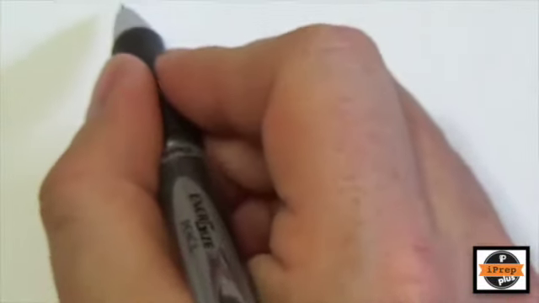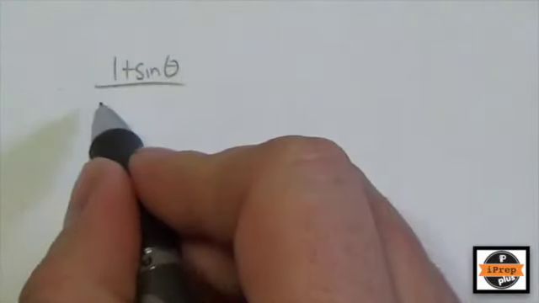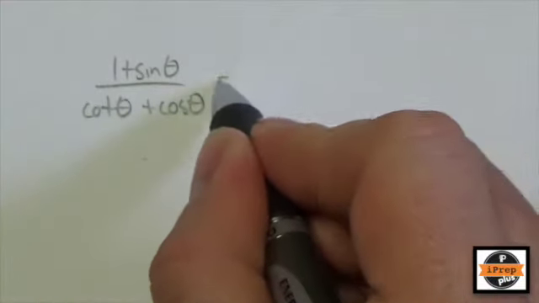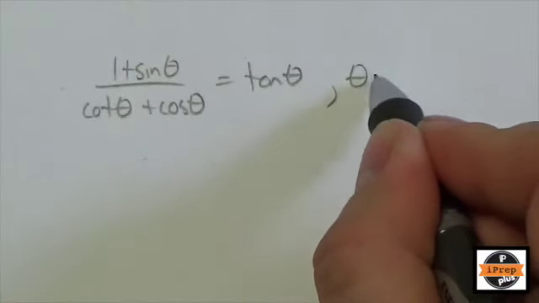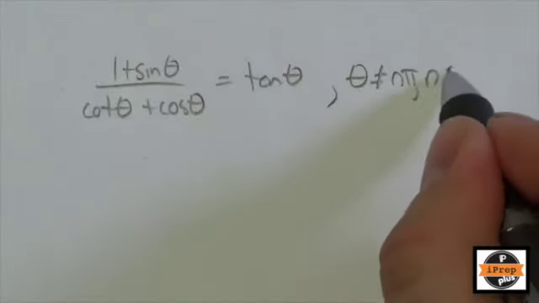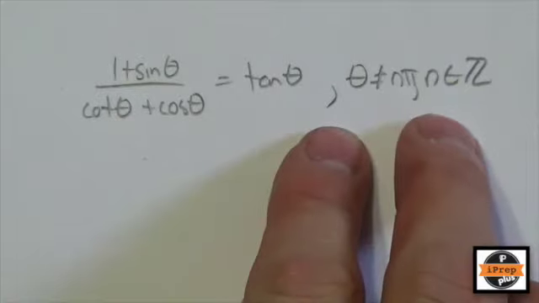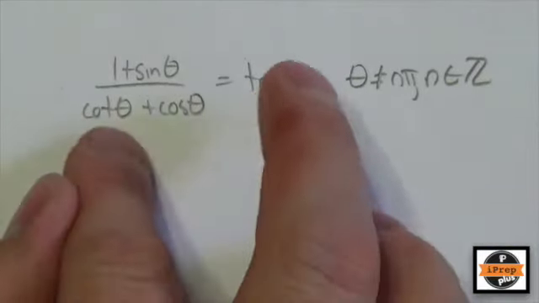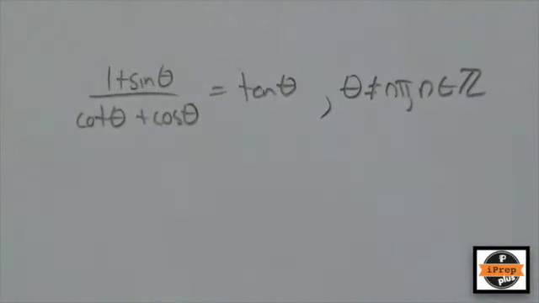To make this an identity, what I would have to do here is state, okay, what this should say is 1 plus the sine of theta over the cotangent of theta plus the cosine of theta is equal to the tangent of theta if we include the restriction here that theta cannot equal n pi, where n is an element of the integers. If we exclude this set of angles here, then every other possibility that I can plug in there would make this side equal to this side. Okay, and that is actually a better way of writing that original statement.